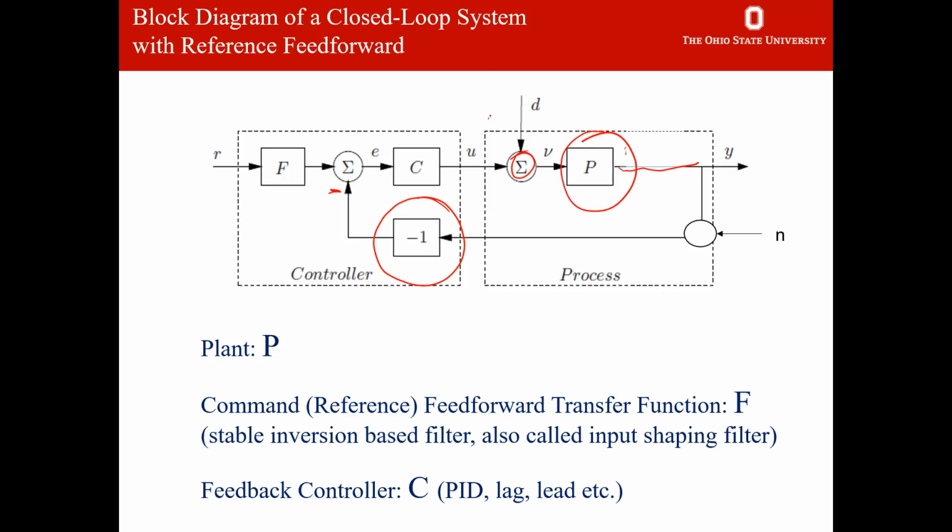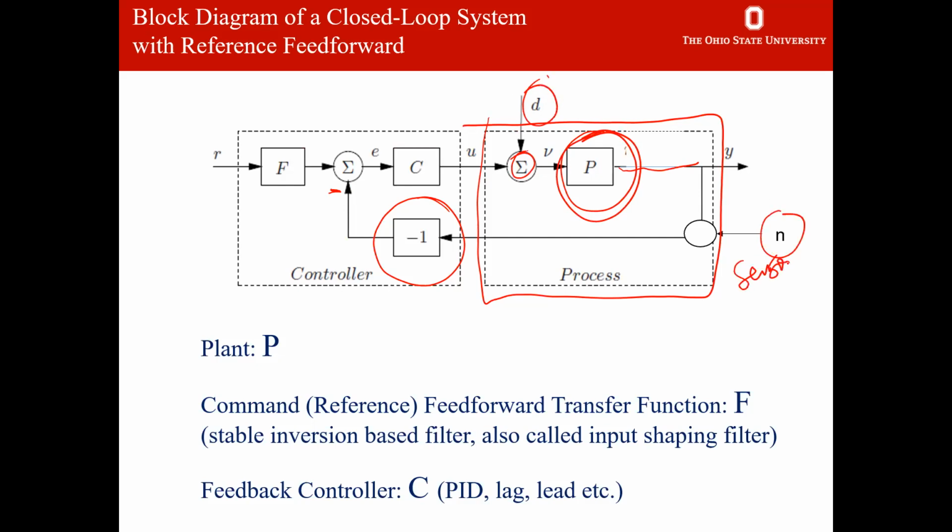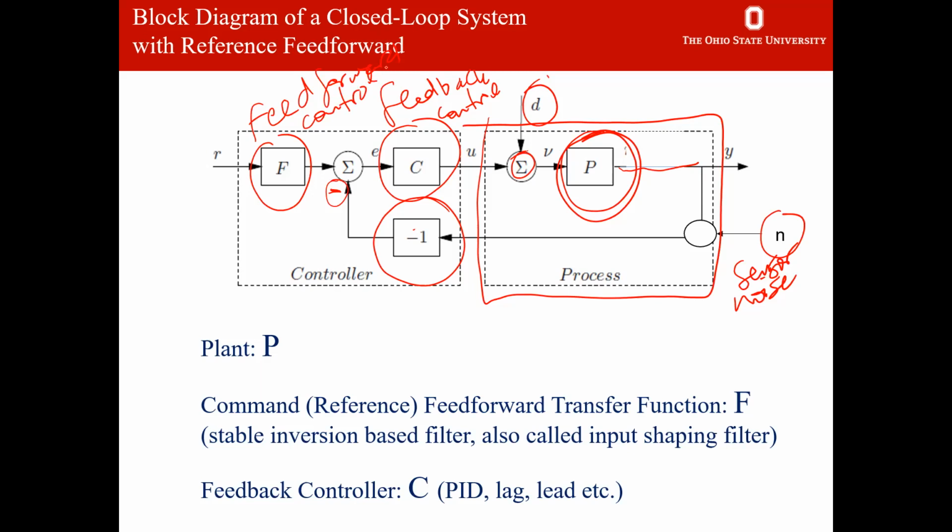but in general, there is this process, which has my plant, my disturbance. This is sensor noise, because this is my output. And sensors always have some noise associated with them, okay? And this -1 is just this minus sign right here. This is my feedback control. And this F right here is my feed forward control, which is outside the feedback loop. Okay. Now, this F is command or reference feed forward control.